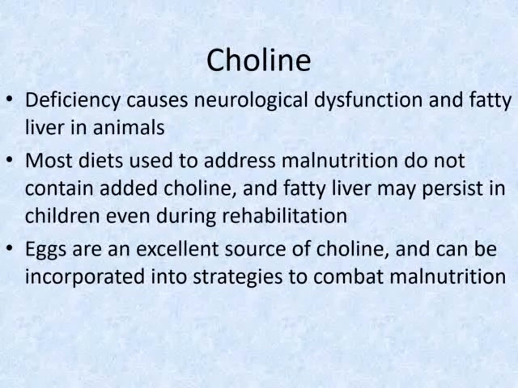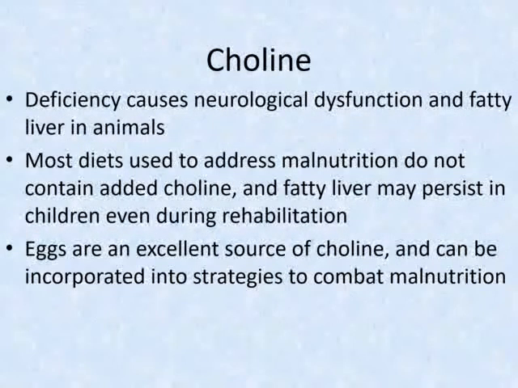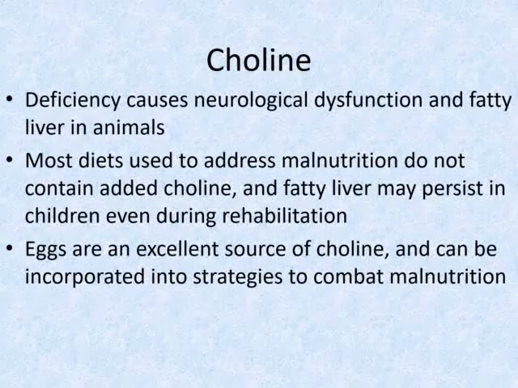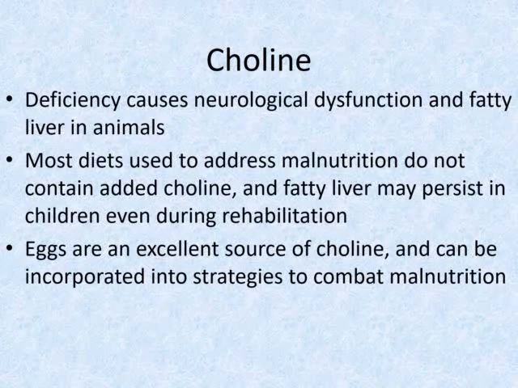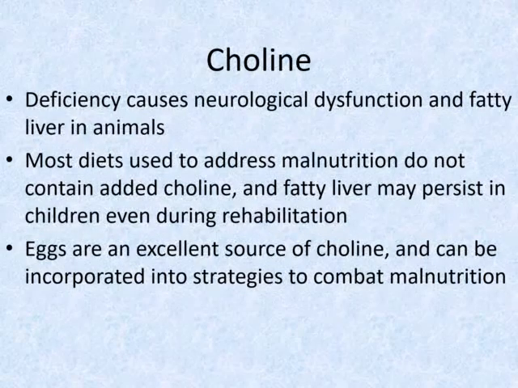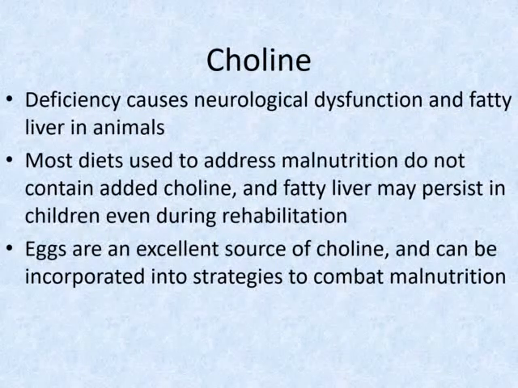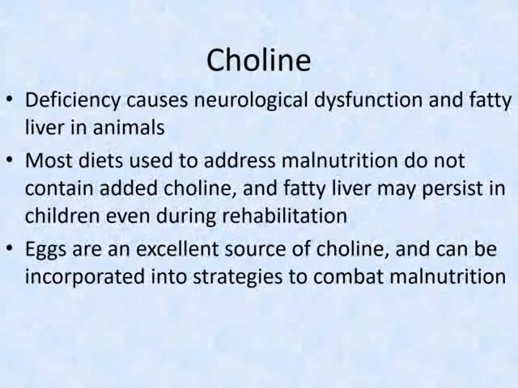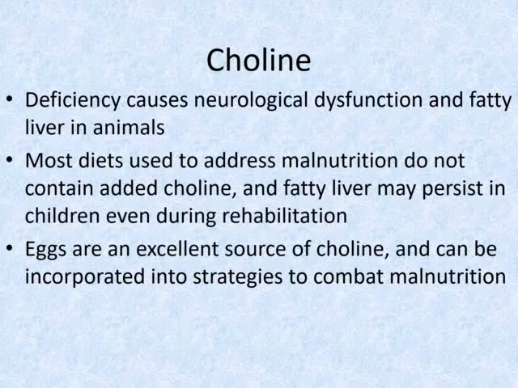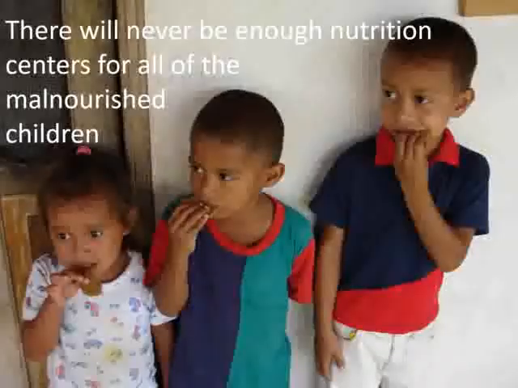Choline, this is a kind of a thing that we're learning more about. Deficiency causes neurologic dysfunction and fatty liver in animals. Most diets used to address malnutrition do not contain added choline, and fatty liver may persist in children even during rehabilitation. Eggs are an excellent source and can be incorporated into strategies to combat malnutrition. But we don't know everything we're going to know someday yet. So this is the many things that we know right now, but it doesn't mean that the last has been written.